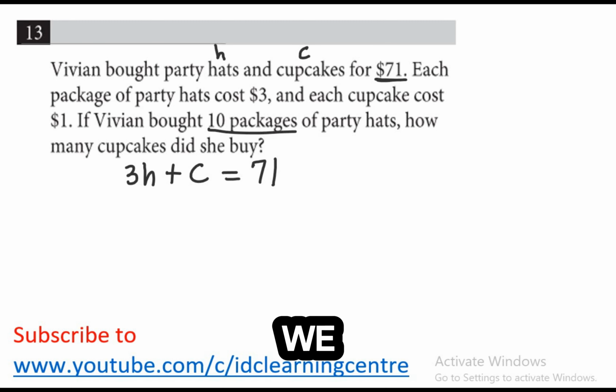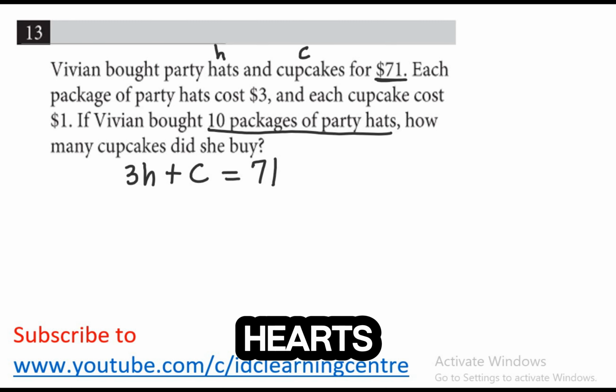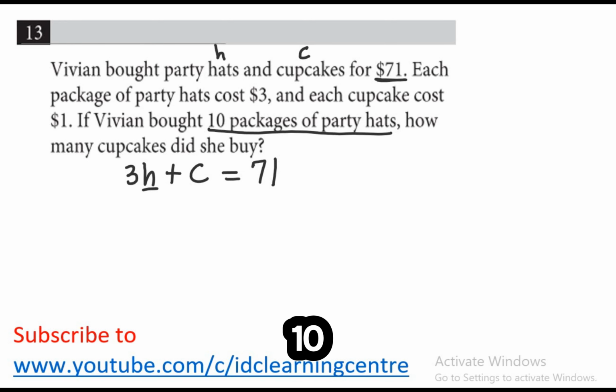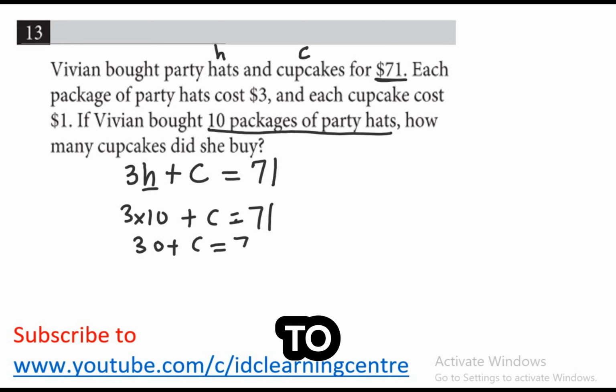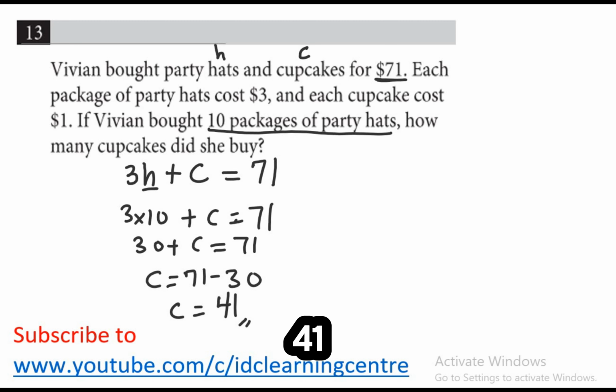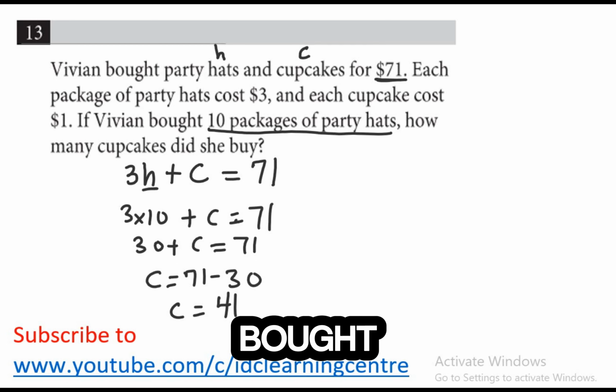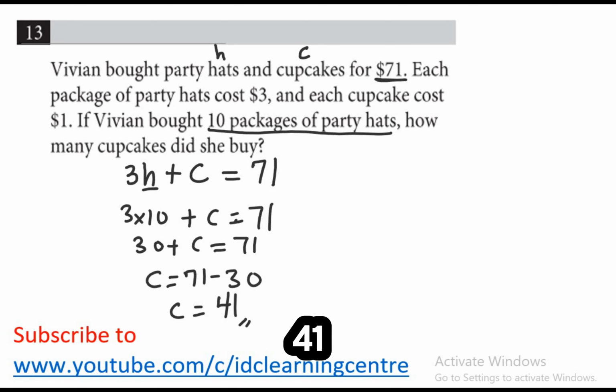But furthermore, we're told that she bought 10 packages of hats, so we can substitute the value of H with 10. So 3 times 10 plus C equals 71. And from this point, we can solve for C, which is the number of cupcakes. So 30 plus C equals 71. If you move 30 to the other side, C will be equal to 71 minus 30. So C is 41. Hence, the number of cupcakes she bought was 41. Are we good?